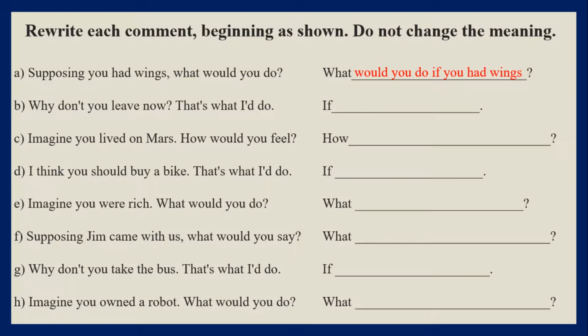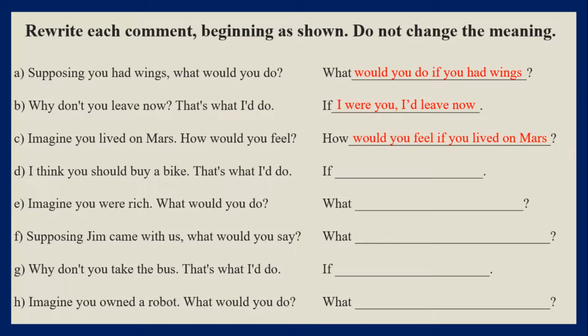B. Why don't you leave now? That's what I'd do. This is a form of advice. So we could use, if I were you, I'd leave now. And I have told you that we could use this form of second conditional to give advice. C. Imagine you lived on Mars. How would you feel? This is again obviously a second conditional case because it is a completely imaginary situation. We say, how would you feel if you lived on Mars?